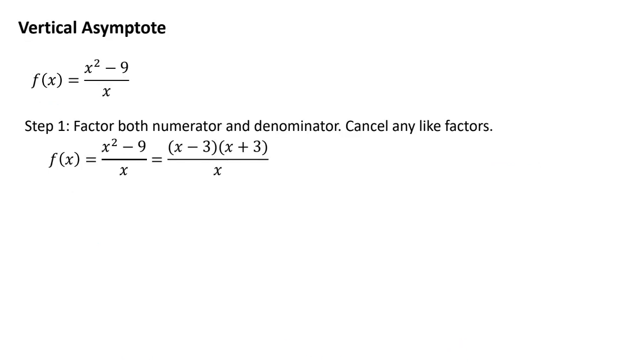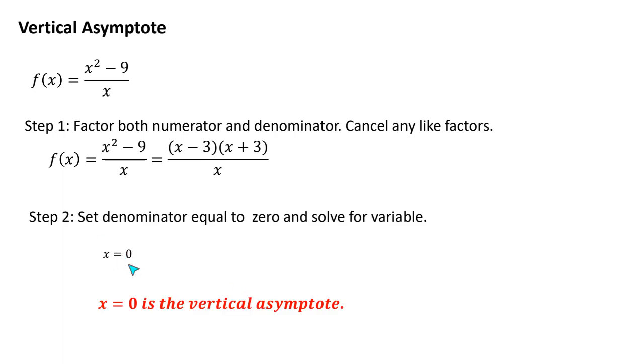Now to find the vertical asymptote, this is what I mean by factor. x squared minus 9 we can factor as x minus 3 times x plus 3. Our denominator is just going to be x. Here we cannot cancel any term because they're not the same. But if the denominator was x minus 3, then you could cancel out the x minus 3. In this case, we can't cancel anything. So we set the denominator equal to 0, and that tells us the vertical asymptote is x equals 0.